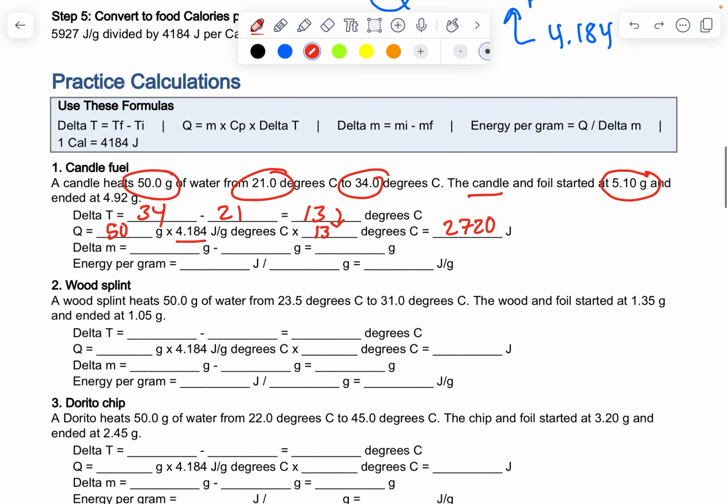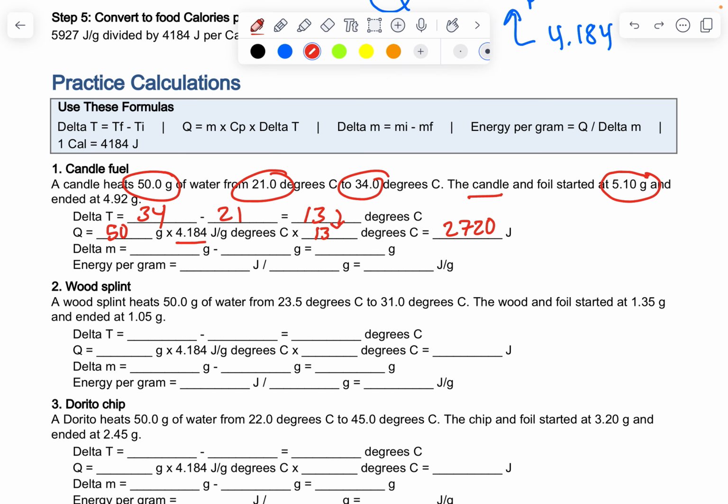Okay. Then we want to find out how much energy is generated per gram, so we can find the energy density of the burning candle. Remember, we put the final mass first. So that's 4.92. And the initial mass is 5.10. That's going to be negative. If you bust out the calculator again, or you can just do it longhand, you'll see that's negative 0.18. So we lost 0.18 grams.